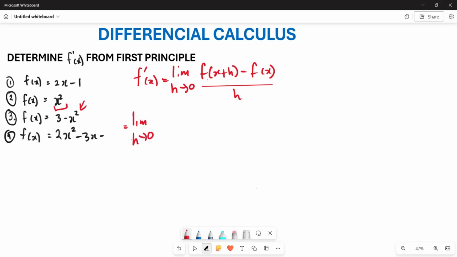And then what else are you going to have? This is going to be the same as your 3 subtract, where there is x, firstly, you're going to write x plus h, right? Then again, subtract the same formula now, right? Which is 3 subtract x squared, right? And remember, even this one must be squared, right?